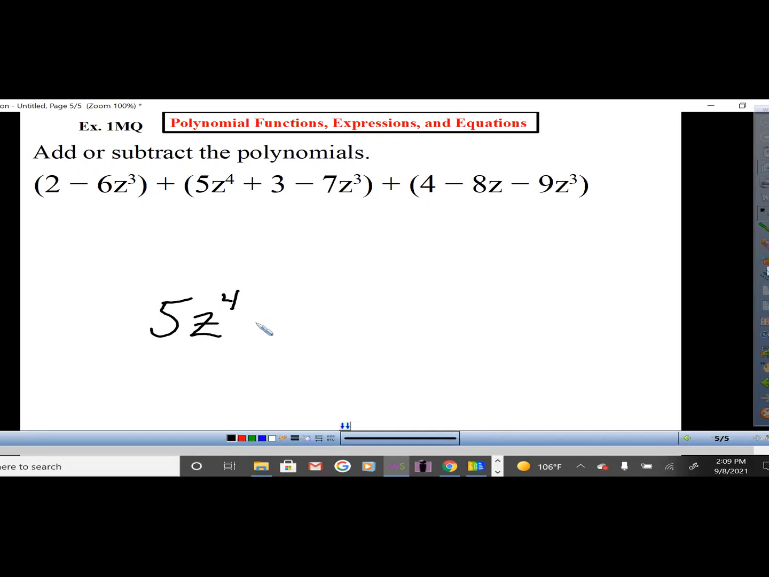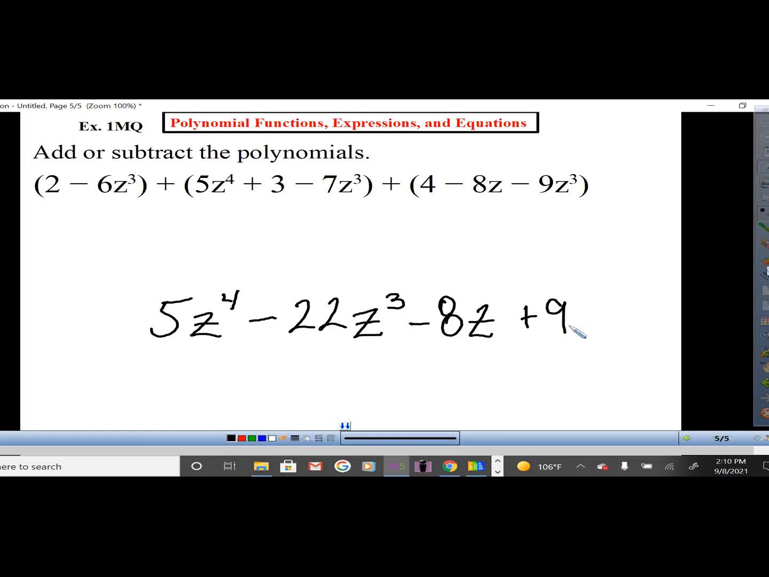5z to the fourth minus 22z to the third, negative 8z plus 9. Hands, have you got that? That is correct. Let's go.